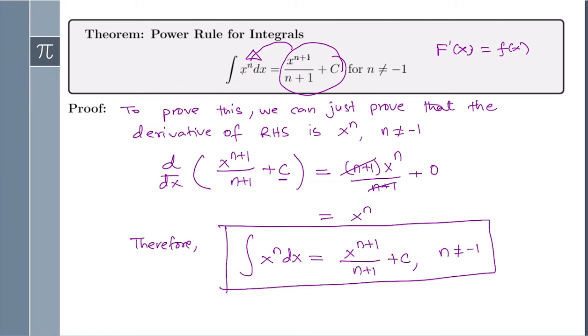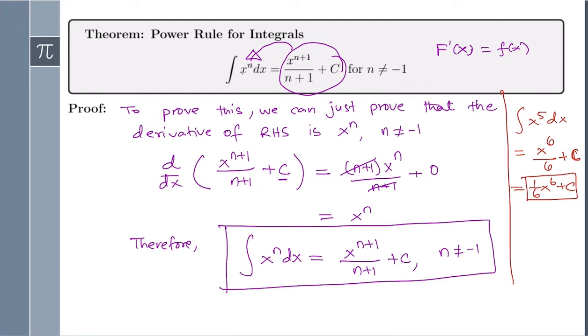Just a quick example. If we are finding the antiderivative, or integral, of x to the 5 dx, then that is x to the, n plus 1 means 5 plus 1, which is 6, divided by n plus 1, which is 6, and then plus c. That is the same as 1/6 x to the 6 plus c. That's how we find the antiderivative.